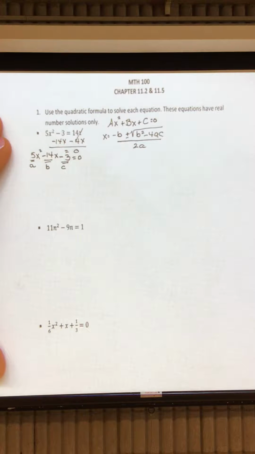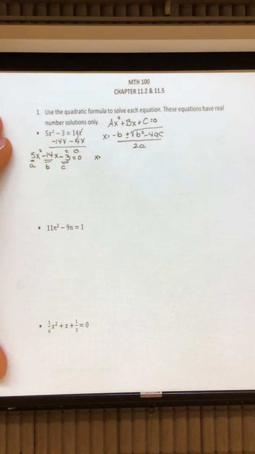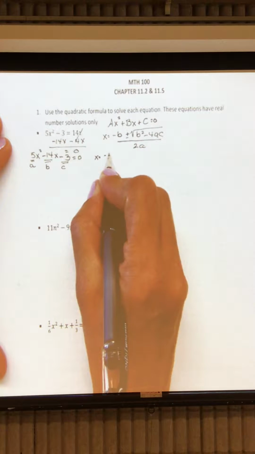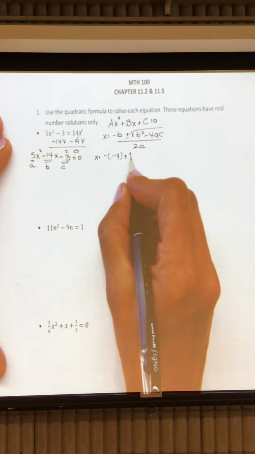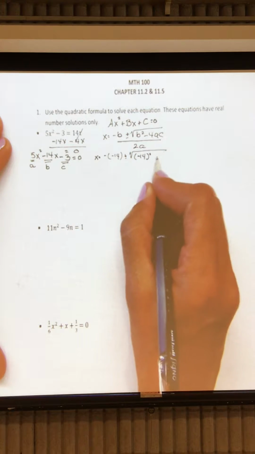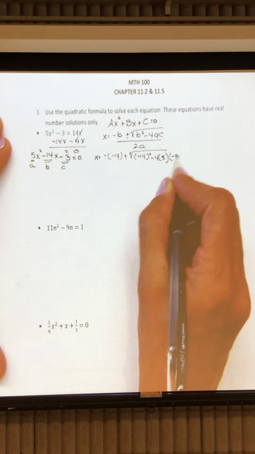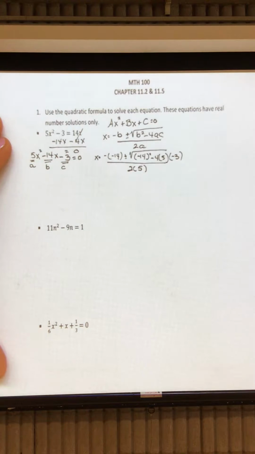So let us substitute these numbers into our quadratic formula. So we have x is equal to negative b, and b is negative 14. So we have a negative times a negative, which becomes a positive. So we have negative 14 plus or minus square root of b squared, which is negative 14 squared minus 4 times a times c all over 2 times a, which is 5.